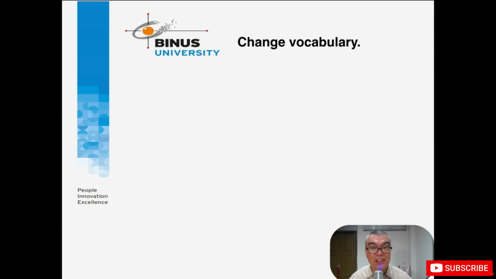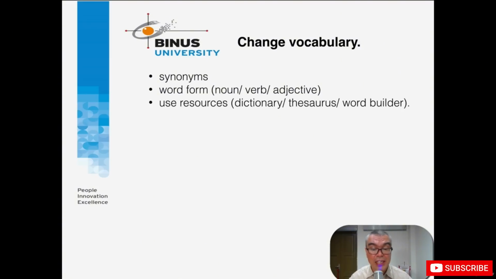So the next thing is to think about how you might change some of the vocabulary from the original and use other vocabulary. Again, this will depend on your key words. Look at your key words and then think about how you can change those key words. You can use synonyms. You can use different word forms. For example, you can change nouns, verbs, and adjectives around. And also, it's a good idea to use a dictionary or a thesaurus or a word builder. These things can be very useful.